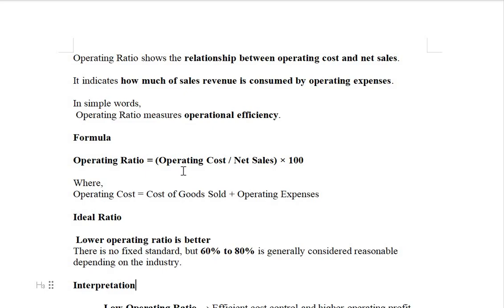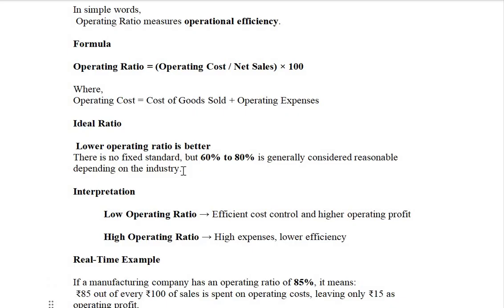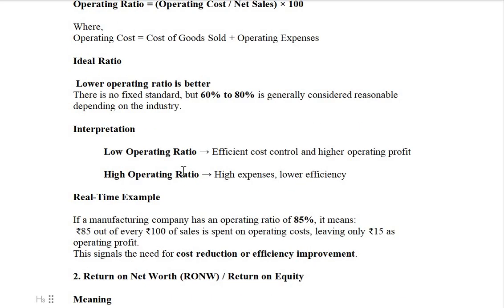A high operating ratio says that the operating efficiency is not good, so we have to take care in order to maintain the operating efficiency. Most of the profit is eaten up by the operating expenses. So we have to reduce our operating expenses and also control them in order to increase our operating efficiency.